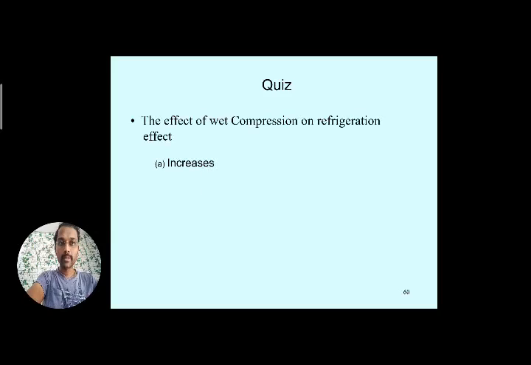Next, the effect of wet compression on the refrigeration effect. We have seen the process 4 to 1, where the value is decreased if you draw the graph. The enthalpy difference, the total heat between those points, is less. It means the heat absorbed by the refrigerant during the process 4 to 1 is less. So obviously the refrigerating or cooling effect decreases due to wet compression. It must be a dry compression process, which would be somewhat better.